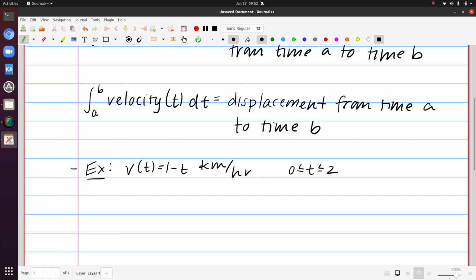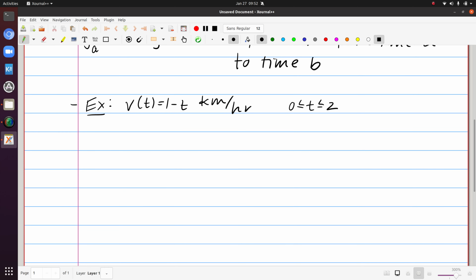During the first hour, the car is traveling east, if you want to think of that as the positive direction, because v of t is positive between t equals 0 and 1. If I think about graphing the function 1 minus t, this is my v of t. And this crossover happens at t equals 1. So during the second hour, the car is actually going in the negative direction, let's say west, because we see that the velocity is negative.